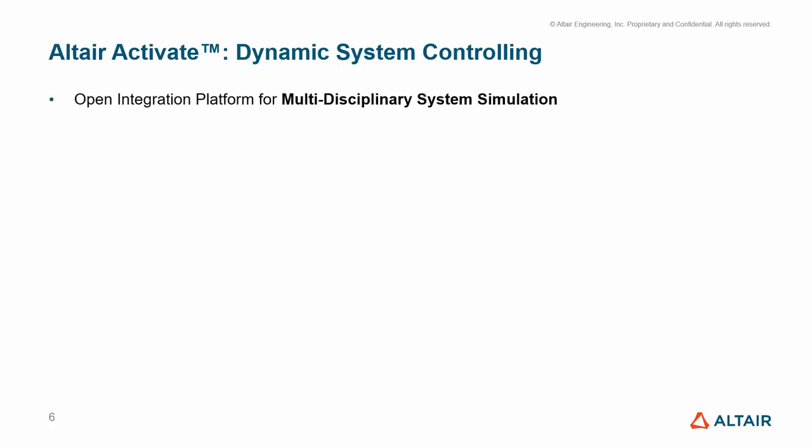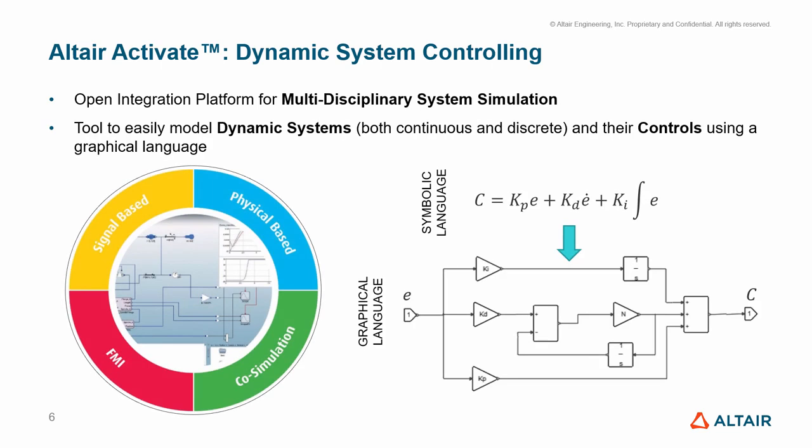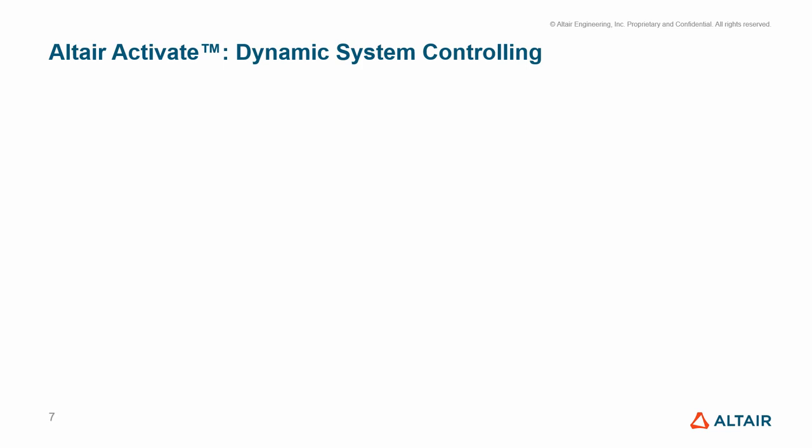In terms of our main 1D platform software, we will use Activate, which is an open integration platform for multidisciplinary system simulation. With it, we are able to easily model dynamic systems, both continuous and discrete, and their controls using a graphical language. As you can see in this first figure, Activate is a complete integration tool working with signal and physical blocks, doing co-simulation as discussed in this video, and also handling FMU environments. To easily illustrate the logic behind this kind of tool, here you have an equation based on symbolic language, and below, how this could be represented on Activate by blocks.